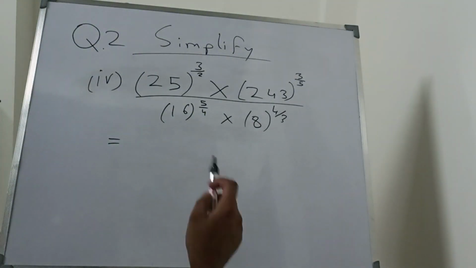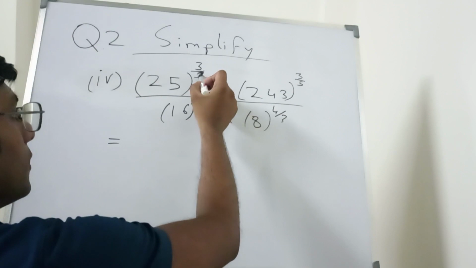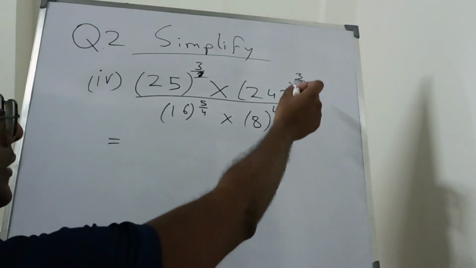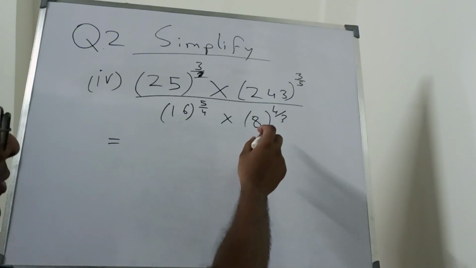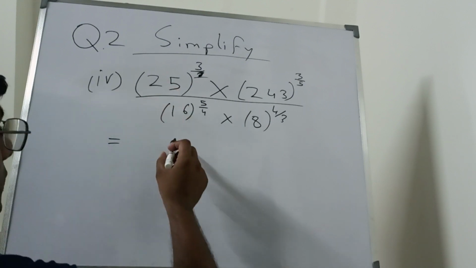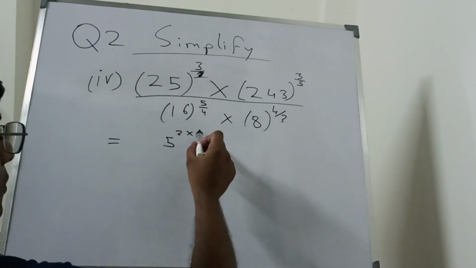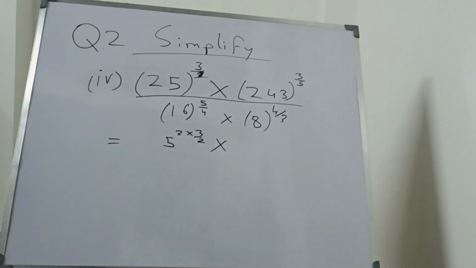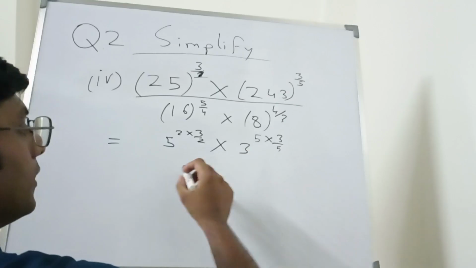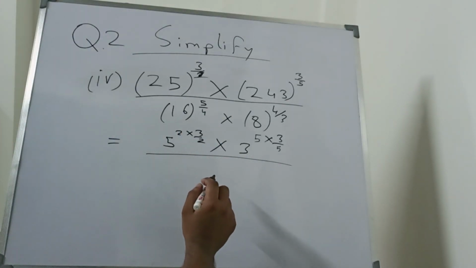One more question is there: 25 raised to the power 3 by 2. If this 2 is not visible, I am writing it small. So 3 by 2, into 243 raised to the power 3 by 5, divided by 16 raised to the power 5 by 4 into 8 to the power 4 by 3. This 25 can be written as 5 square raised to 3 by 2. This entire thing is multiplied by 243, which is nothing but 3 raised to 5, and then 16 raised to the power 5 by 4 is nothing but 2 raised to the power 4.